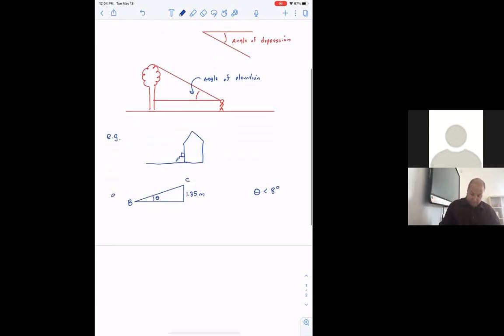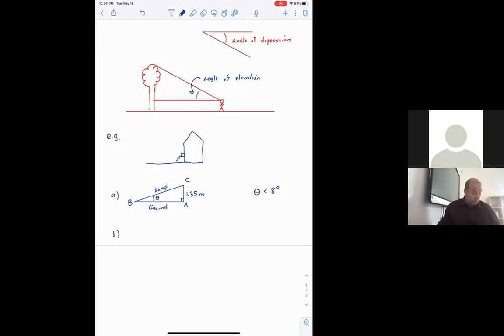So part A, it says draw a diagram and label the vertices and the sides. Well, we already have B and C, so let's label the other one as A. Let's make that a 90-degree angle because it's vertical. And this here is the ramp, and this here is the ground. So that's part A. Part B, let's do some math.